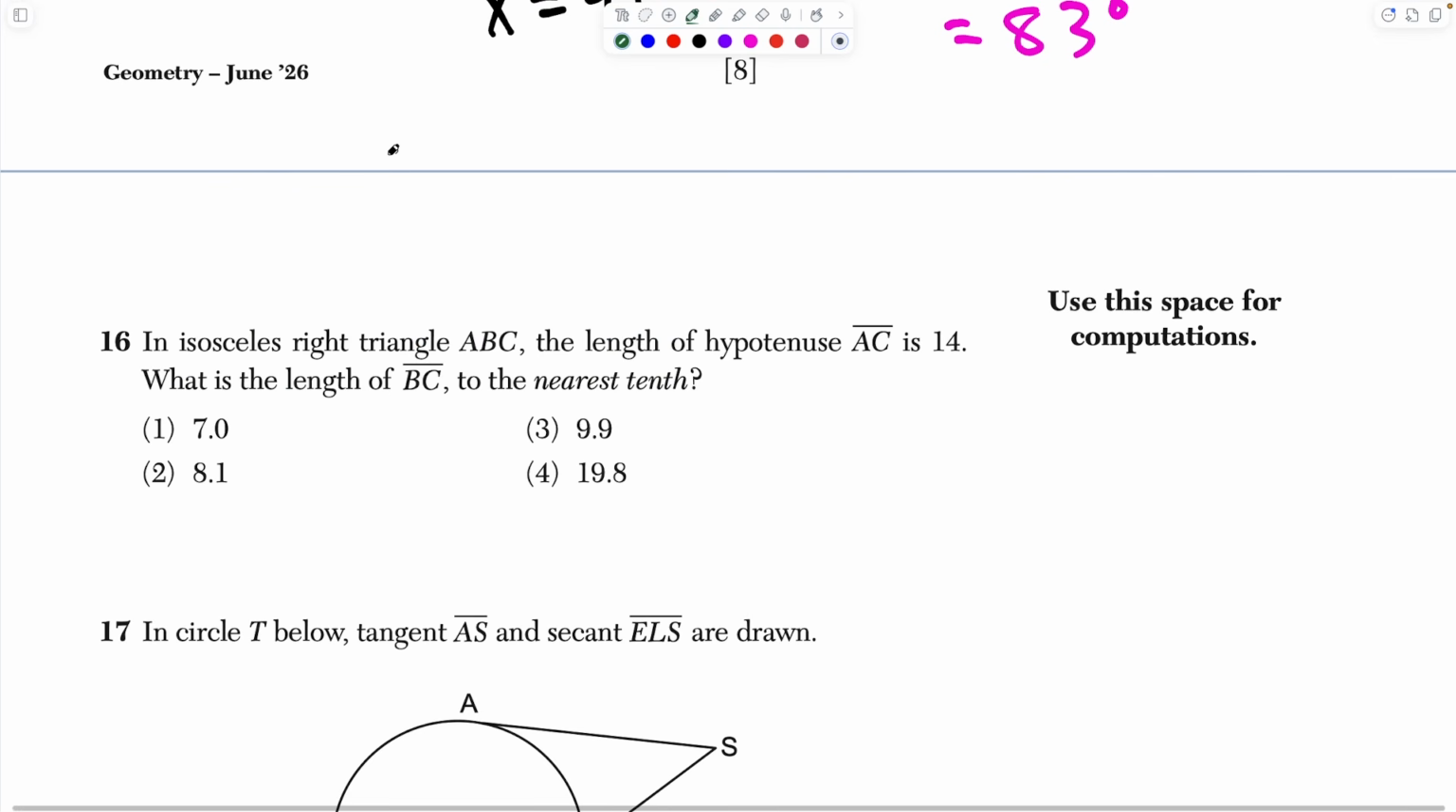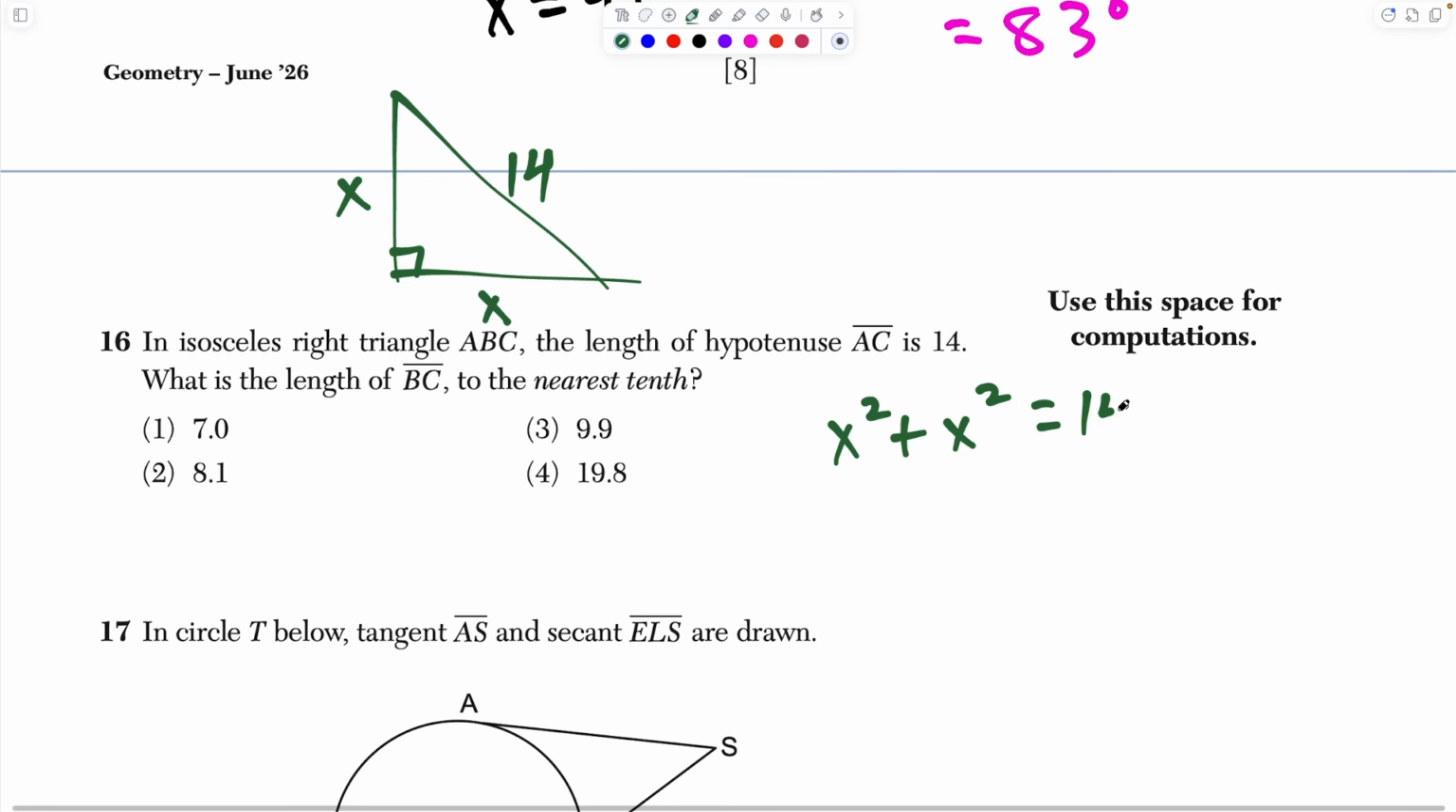So for this question, I would just draw things out. And you have to know that in an isosceles right triangle, we have one right angle and two sides are equal. The legs are equal because this right triangle is isosceles. And they told us the hypotenuse is 14 units. So here, I could just use Pythagorean theorem. I could say that x squared plus x squared is equal to 14 squared.